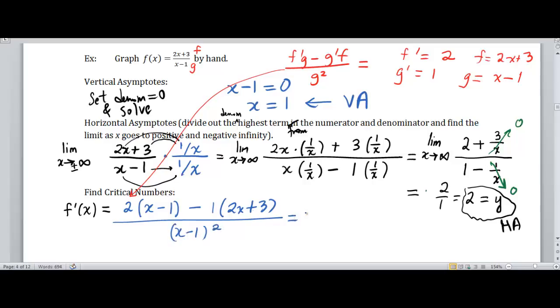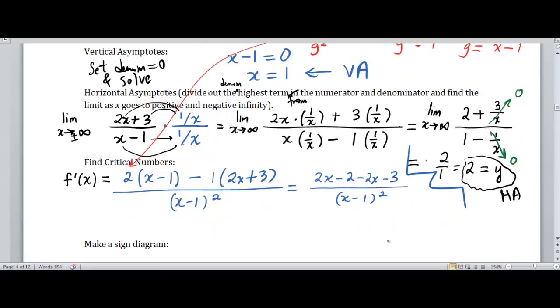Okay. Let's simplify this out. We get 2x minus 2 minus 2x minus 3, all over (x minus 1) squared. You can leave the denominator alone. You don't have to FOIL that out. Now we get 2x minus 2x are gone. We get negative 2 minus 3, which is negative 5, divided by (x minus 1) squared.